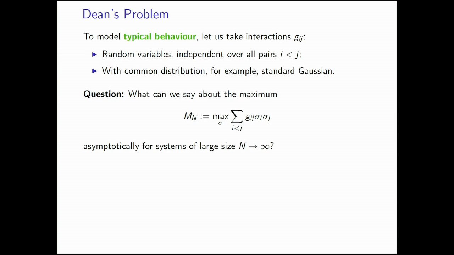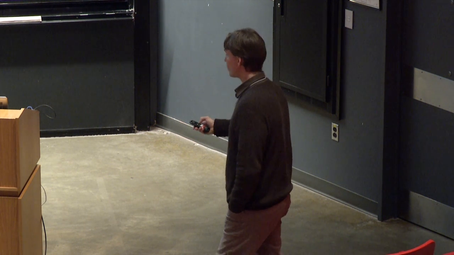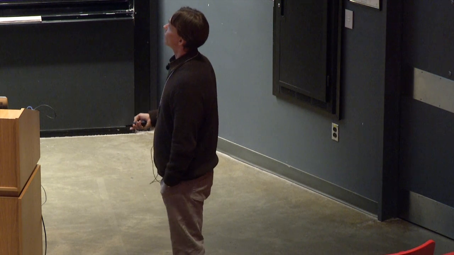And so the question that we are interested in is, what can we say about this maximum of the comfort function, which is now a random number or a random variable because it depends on these random parameters J_ij, okay, asymptotically for systems of large size. So when the size of the system goes to infinity, how does this maximum behave?